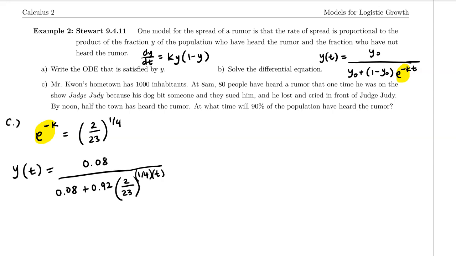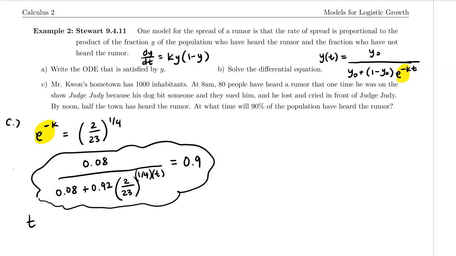Now, the question ultimately is asking, at what time will 90% of the population have heard the rumor? 90% is the same thing as 0.9. So what I want to do now is take my solution and set it equal to 0.9. From here, you would go about solving for t. It's a lot of algebra, so I'm just going to go ahead and say once you solve this equation for t, you end up getting that t is about 7.6 hours, or 7 hours and 36 minutes.